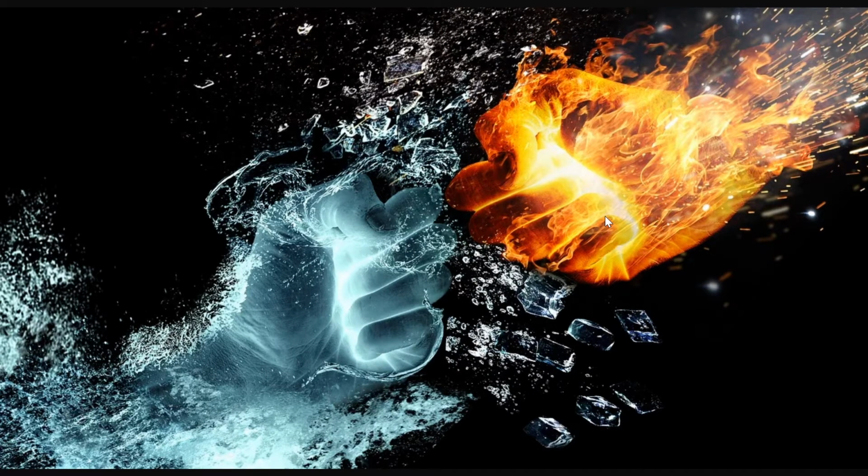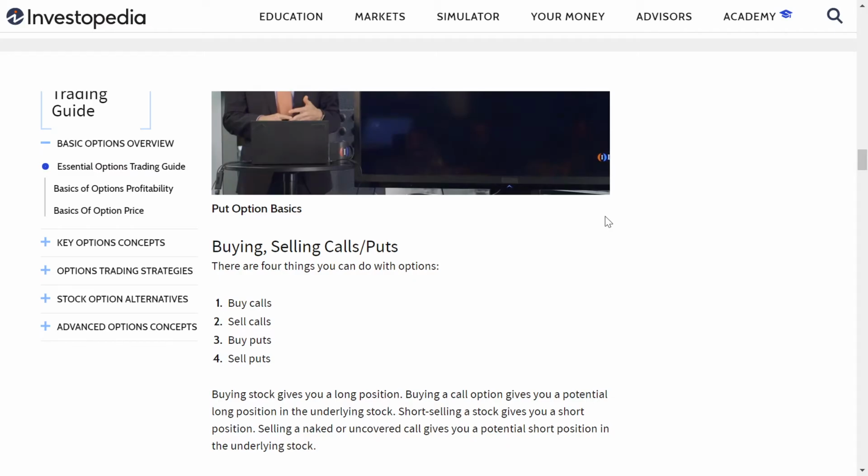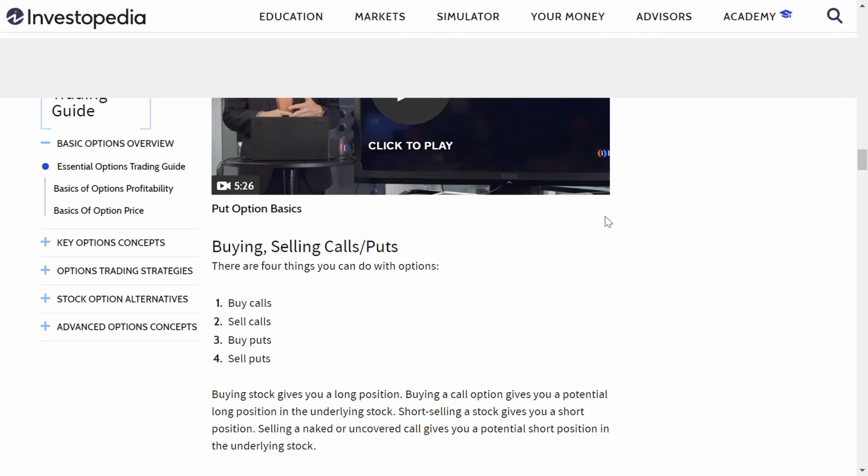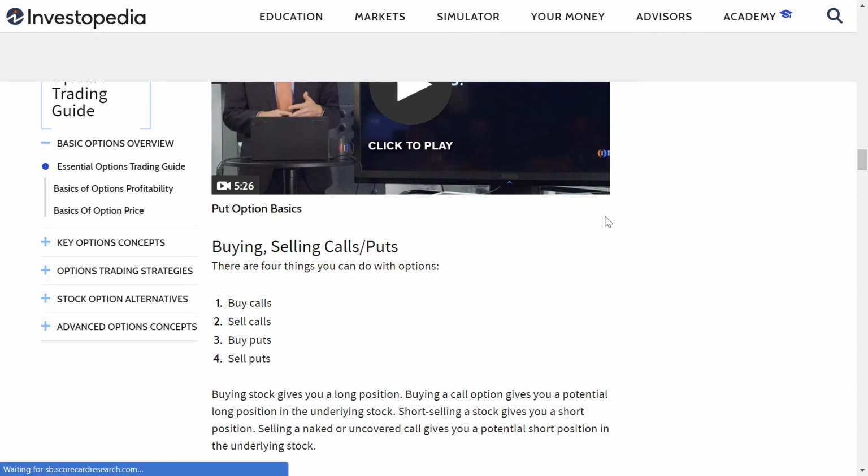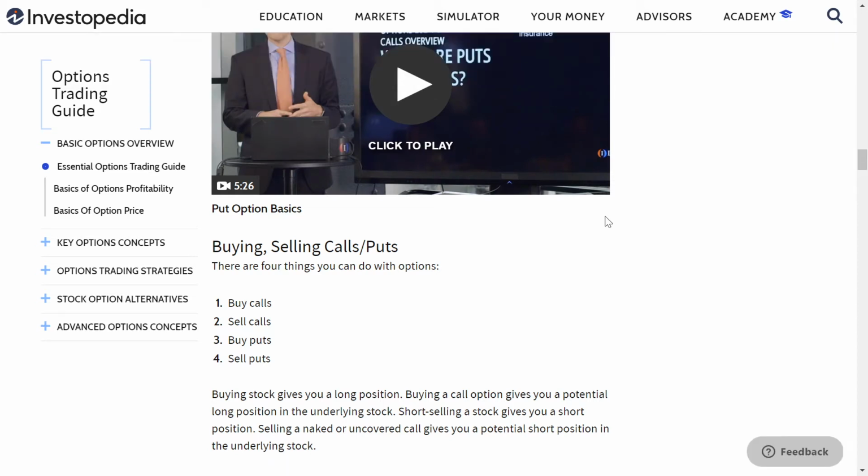And we're going to get into just some basics of options trading here. Options, pretty straightforward. You've got buying calls, selling calls, buying puts, selling puts. If you're buying a call, you're expecting the stock to go up. If you're selling calls, you're expecting the stock to go down, and you're selling those calls to people who are expecting it to go up, and you make a profit off of that. Buying puts, you're expecting the stock to go down. Selling puts, you're expecting the stock to go up, and you make profits off of that.